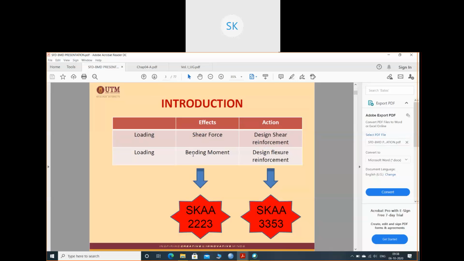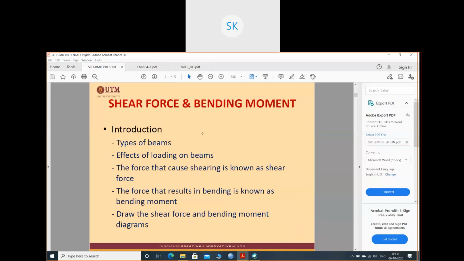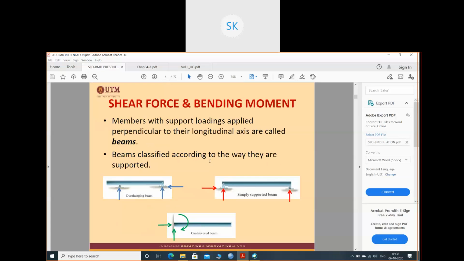First of all, you should know the types of beam we have discussed: simply supported, fixed, cantilever, overhanging. What is the effect of loading on beams? The force that causes shearing is known as shear force. And the force that results in bending is known as bending moment. So the force which tries to bend the structure is known as bending moment.